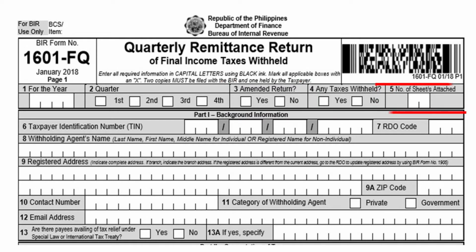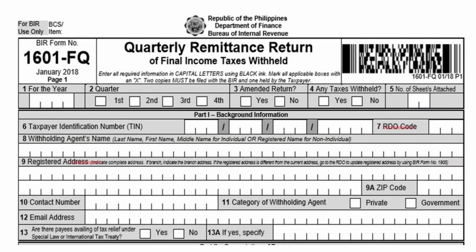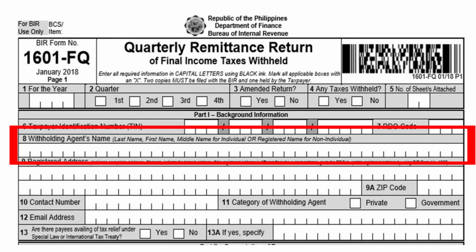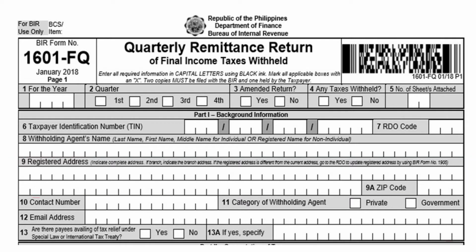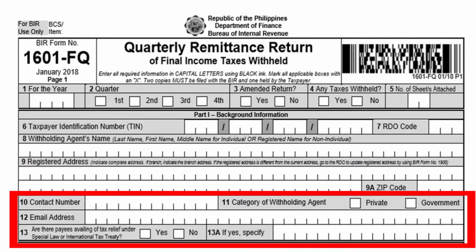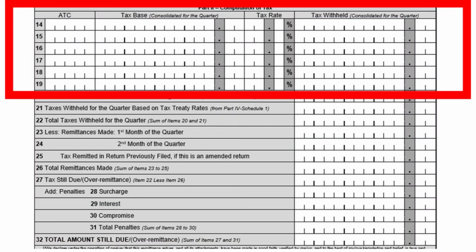Number of sheets attached. And then background information: taxpayer identification number, RDO code, the withholding agent's name, last name, first name, middle name for individual, or registered name for non-individual. And then we have the registered address, so complete address. And then the contact number, and category of withholding agent, private or government, the zip code, and the email address. Are there payees availing of tax relief under special law or international tax treaty, yes or no, and if yes, specify.